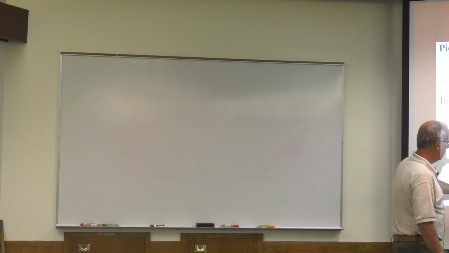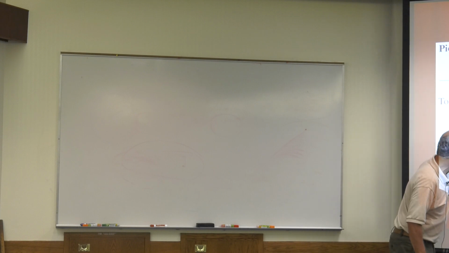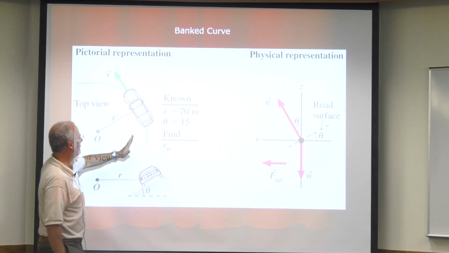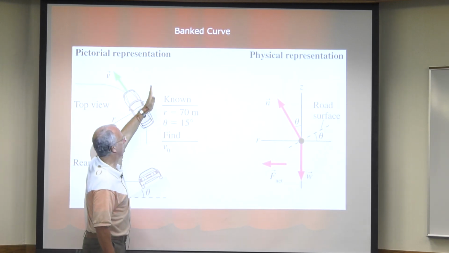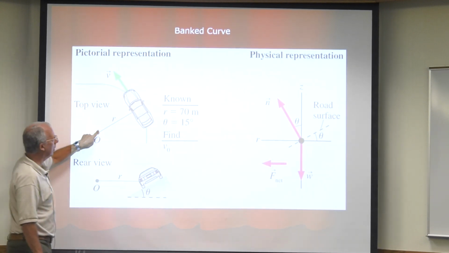So this is what it looks like, right? There's the curve, that's the road, some angle. That's the center of the circle. This is the top view. You know, we would go straight, except there's an external force acting on it, which we don't know what it is yet. Here's the center of the circle, right?